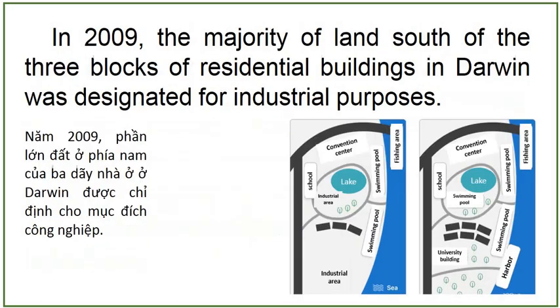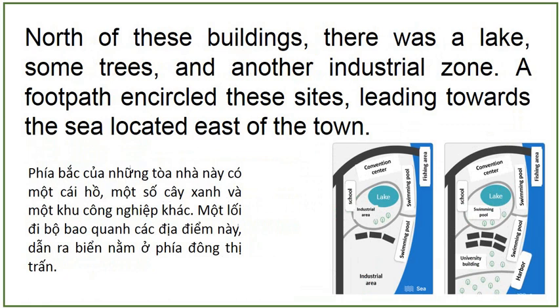In 2009, the majority of land south of the 3 blocks of residential buildings in Darwin was designated for industrial purposes. North of these buildings, there was a lake, some trees, and another industrial zone. A footpath encircled these sites leading towards the sea located east of the town.